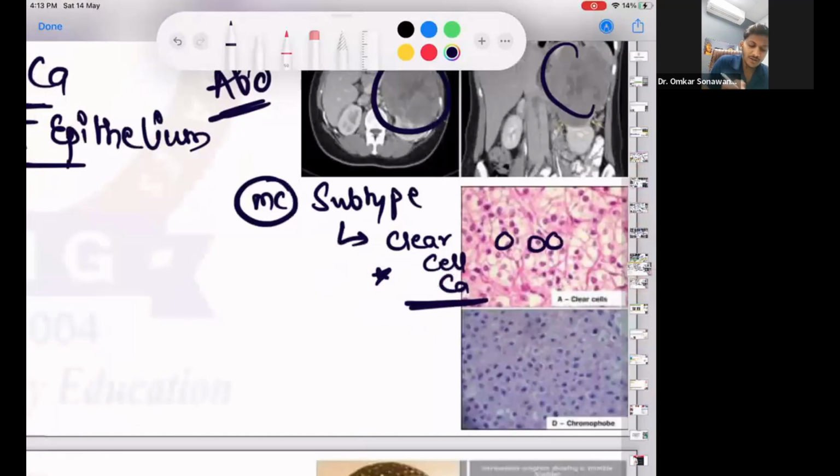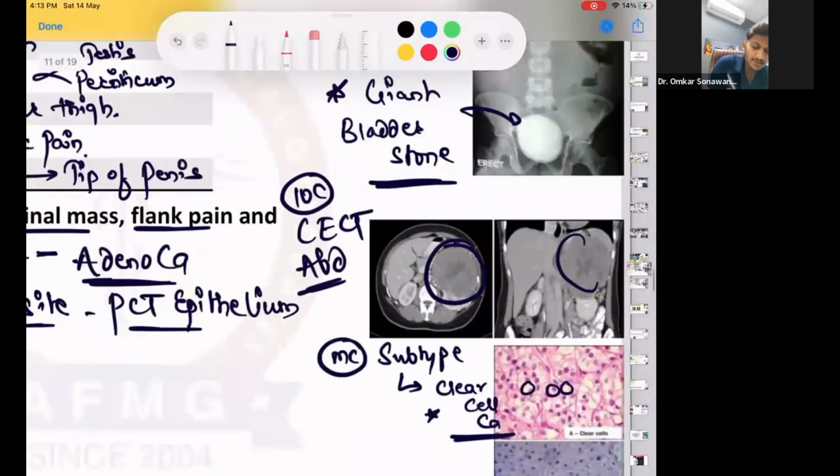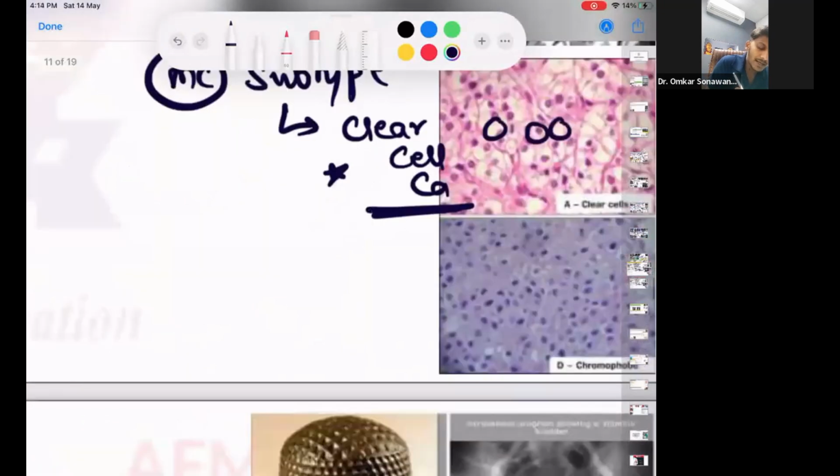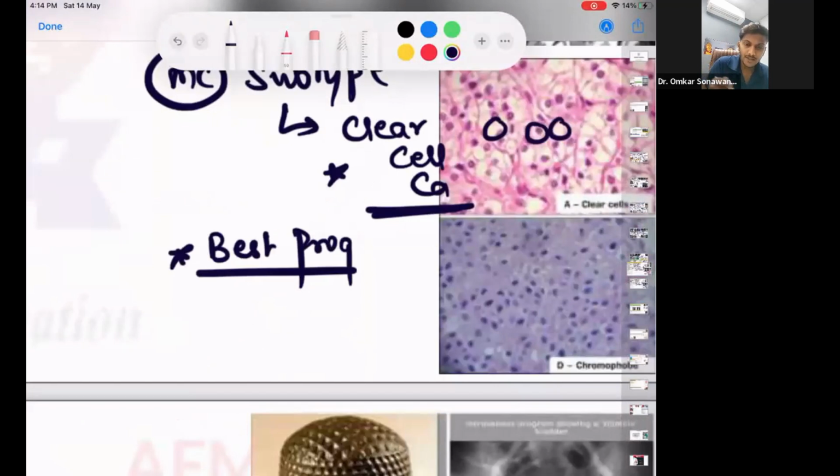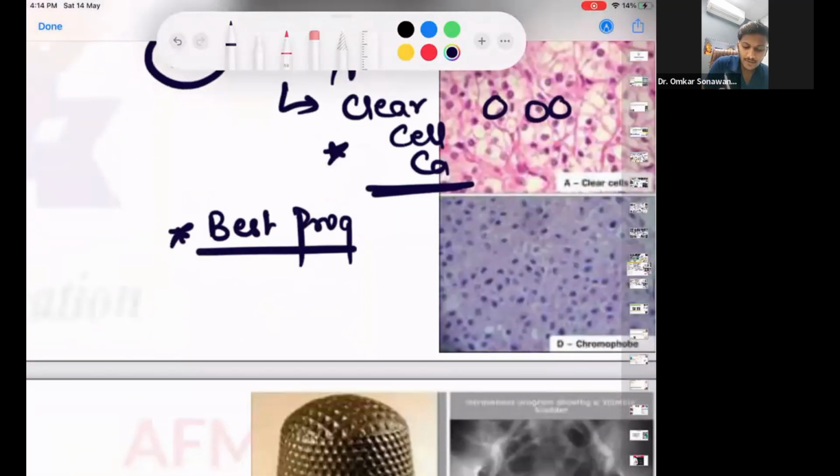Whereas if they ask you which renal carcinoma has the best prognosis, the answer is, all important things I am discussing. Which renal cancer has the best prognosis? Quickly. It is the chromophobe type.